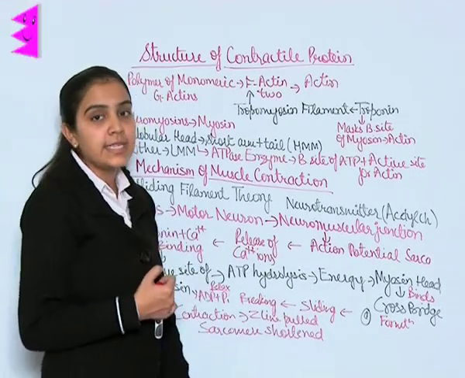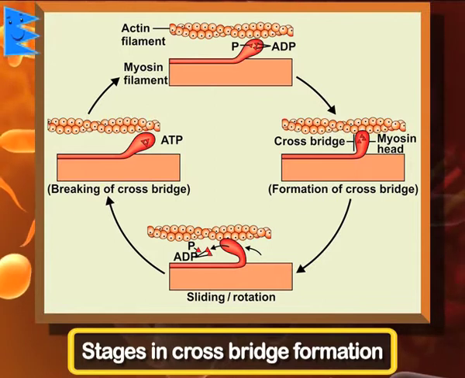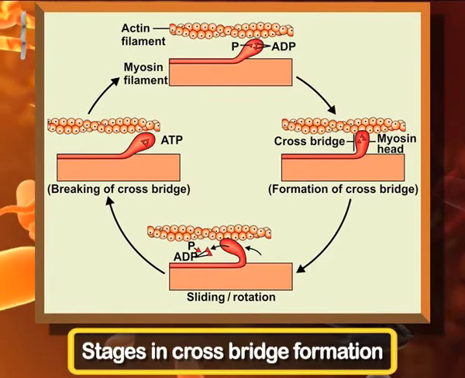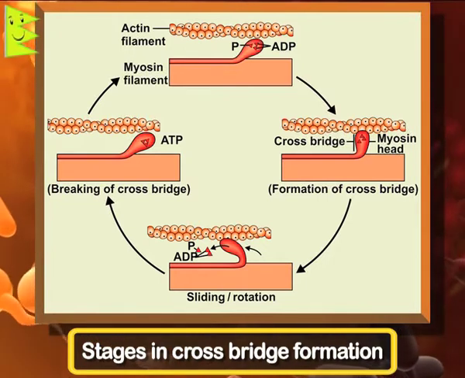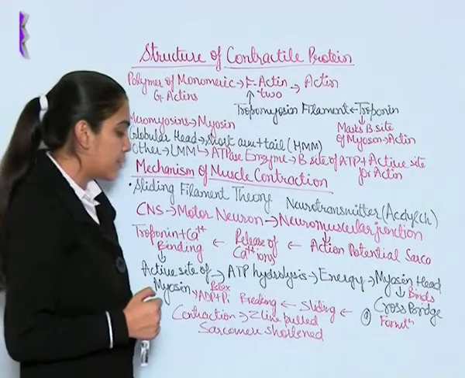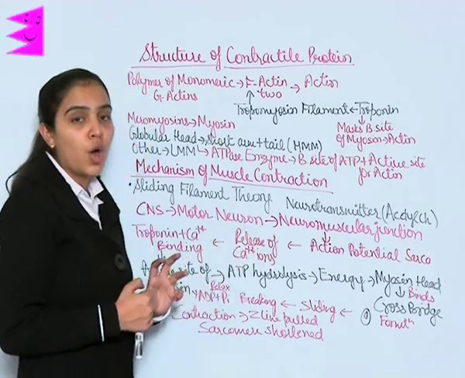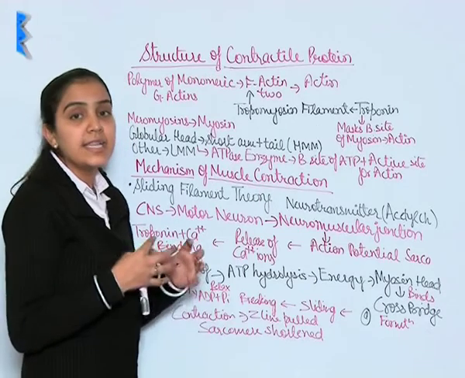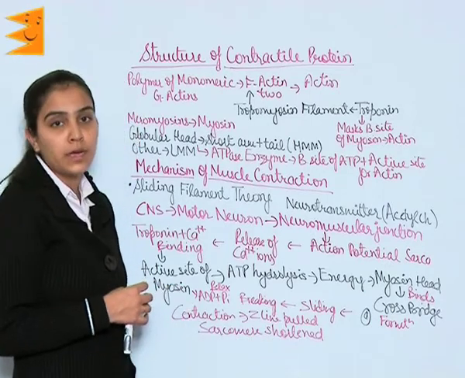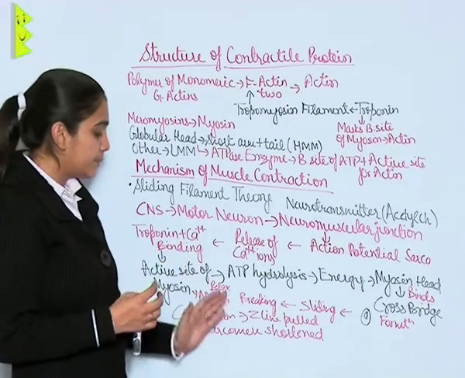You can see in the diagram that the cross bridge is forming, then sliding and rotation is happening, then breaking is happening, and again a cross bridge is forming. It's a circular rotatory pathway. When this cross bridge is formed, it leads to movement or pulling of the thin filament. Hence, the Z line is also pulled, thus shortening the sarcomere, and shortening of the sarcomere leads to contraction.